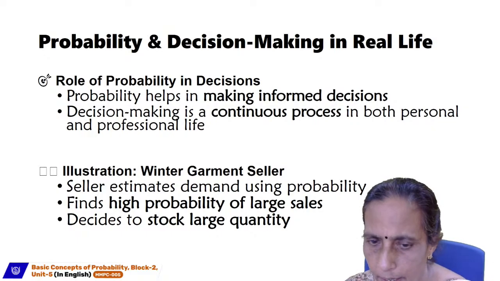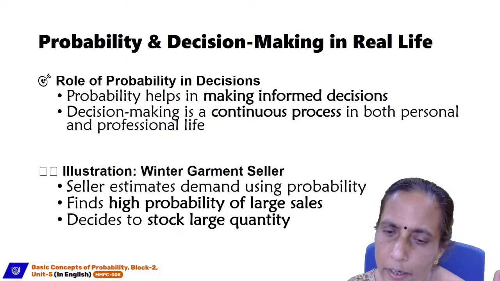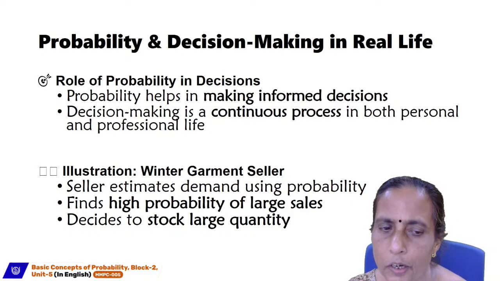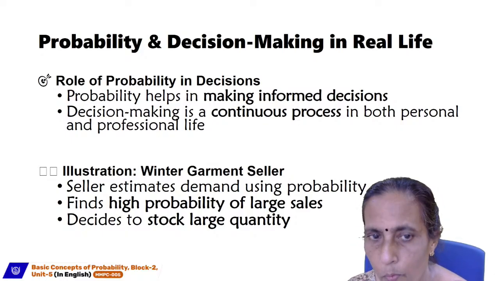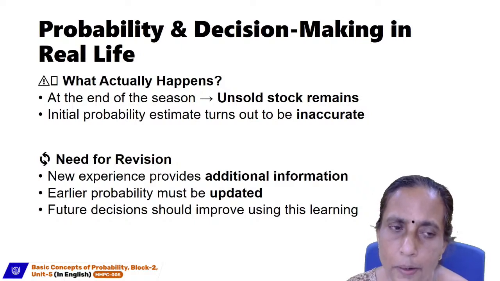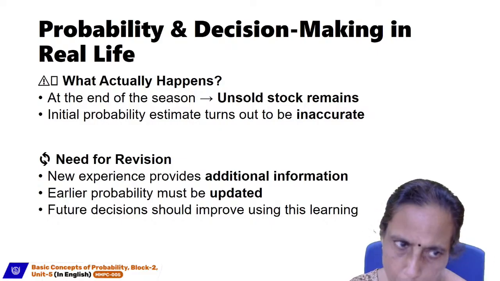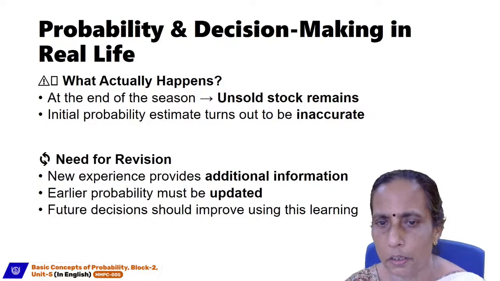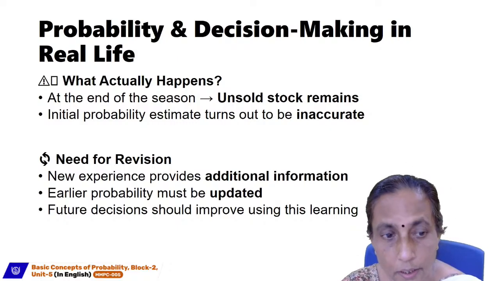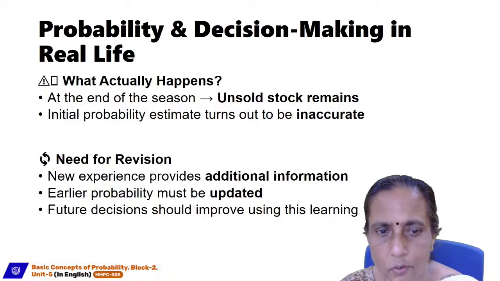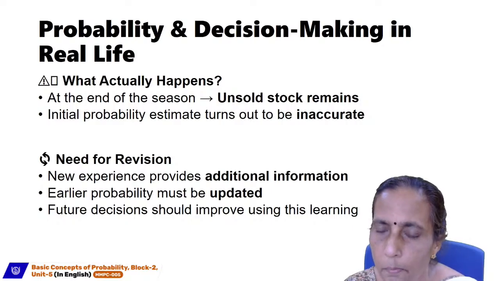garment seller. He estimates demand using probability, finds a high probability of large sales, so decides to stock a large quantity. But what actually happened at the end of the season? He finds that unsold stock remains. Initial probability estimates turn out to be inaccurate. So this requires a revision. New experience provides additional information. Earlier probability must be updated.